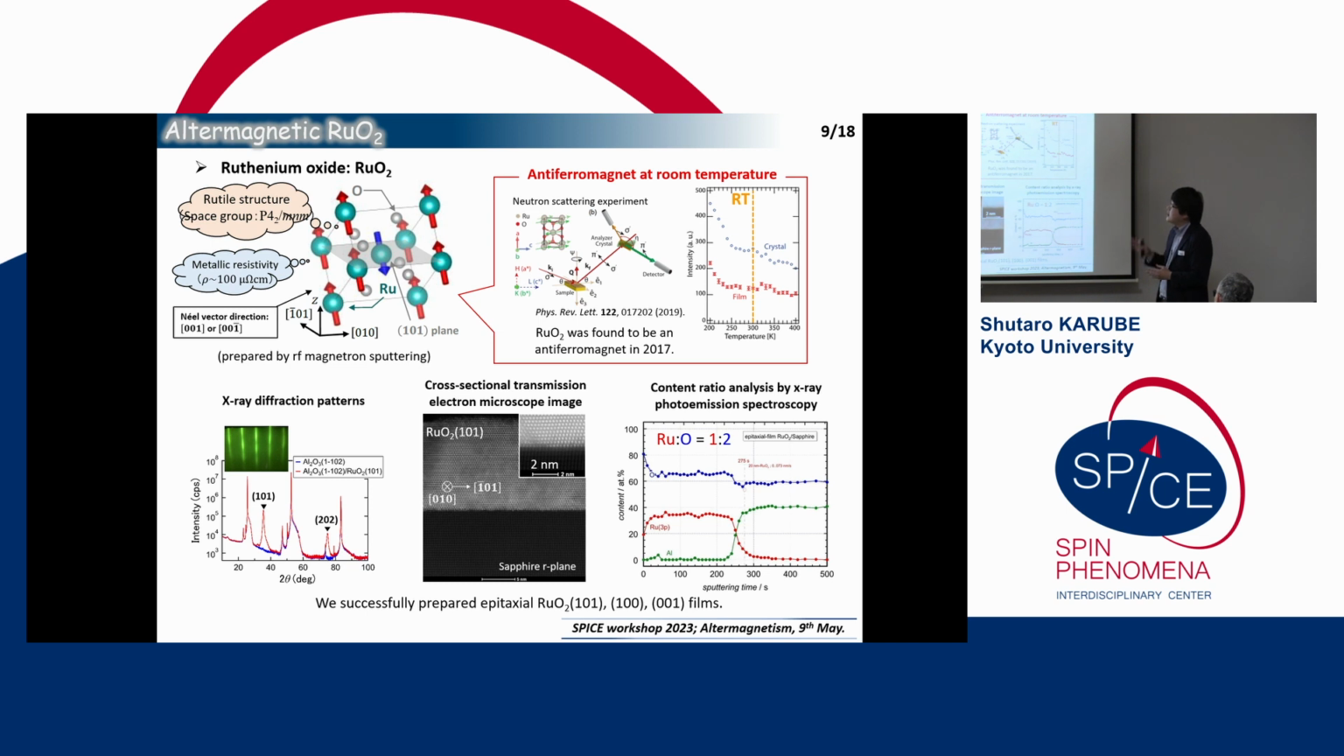So actually this oxide can be easily prepared by RF magnetron sputtering. After the preparation, we confirm the crystallinity using the conventional XRD, and the TEM and the XPS. Then we found that we successfully prepared epitaxial ruthenium oxide. Furthermore, we also prepared several crystal planes, such as the 101, the 100, and the 001 films.